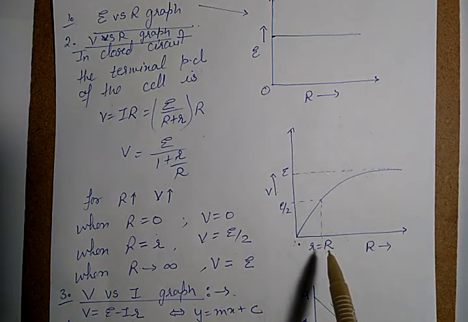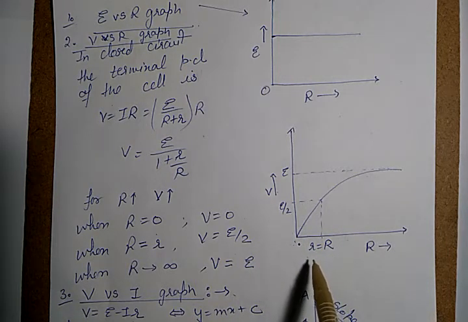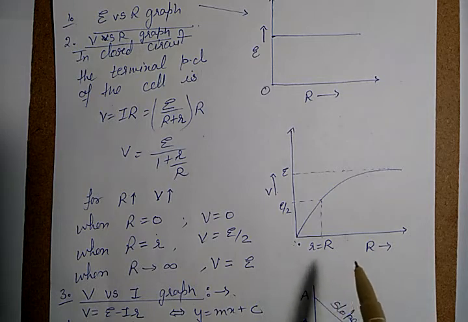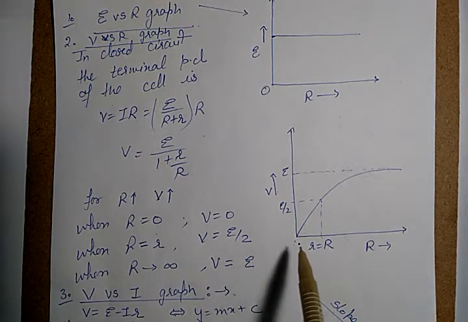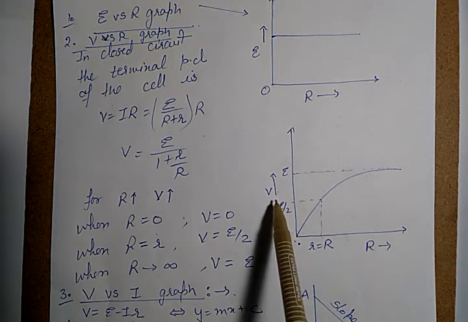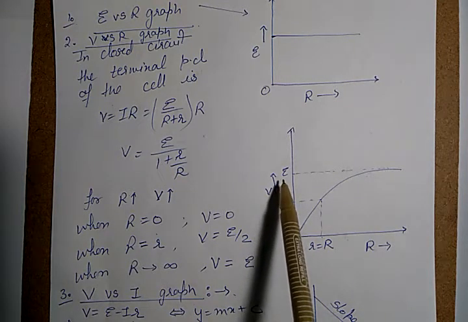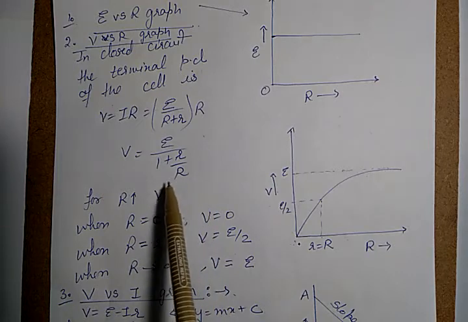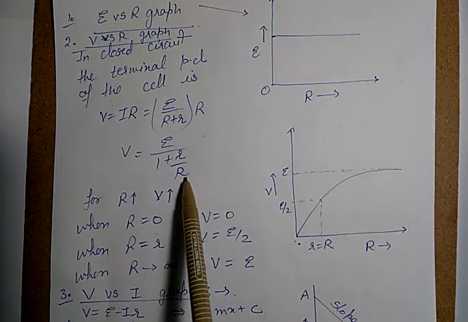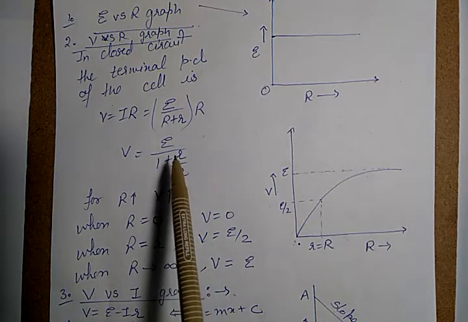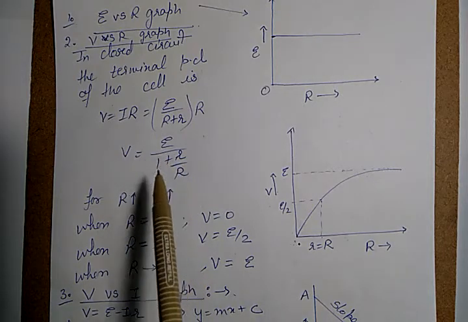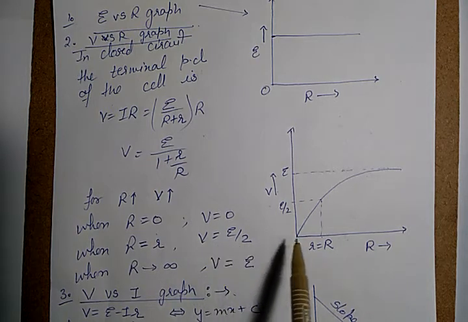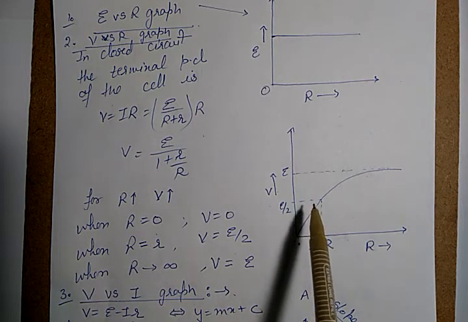Now when this R is equal to the internal resistance r of a given cell, in that case we have V, that is the terminal potential, equal to E by 2. We can obtain this from this relation, putting R equals small r, cancelling out, the denominator is 1 plus 1, so V equals E by 2, what we obtain here. So from this we are concluding this.